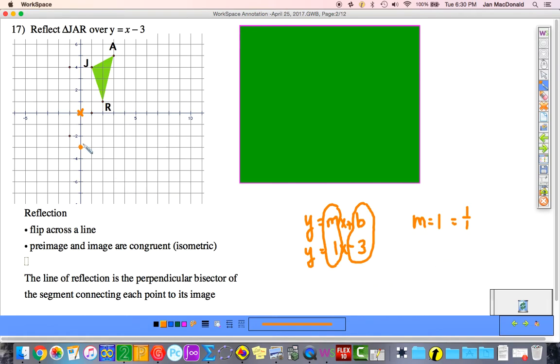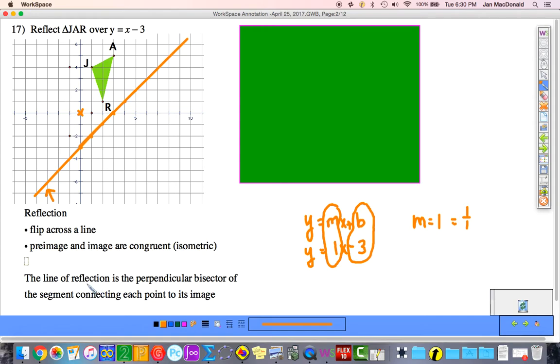So let's start at our y-intercept. We go up 1, right 1. Up 1, right 1. Up 1, right 1. Etc., etc. And you see we have here the graph of y equals x minus 3. So this is our line of reflection. This is the line we are going to flip triangle JAR over. So if we're going to flip across this line, we know JAR is going to end up over here somewhere.